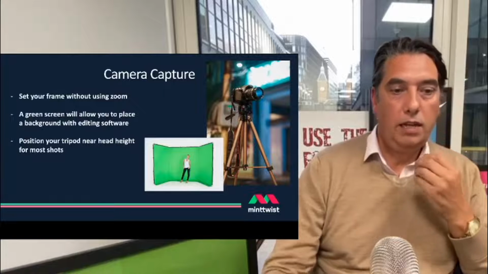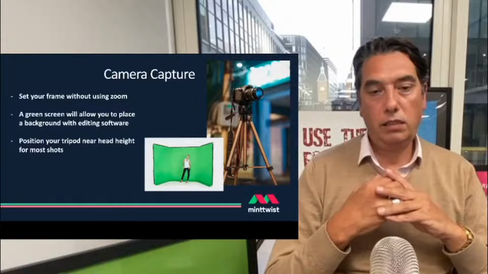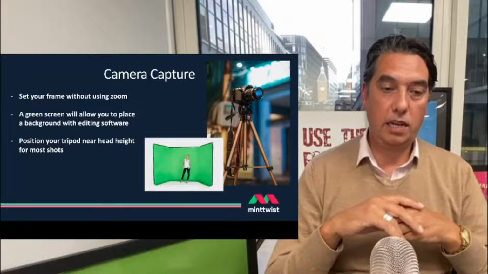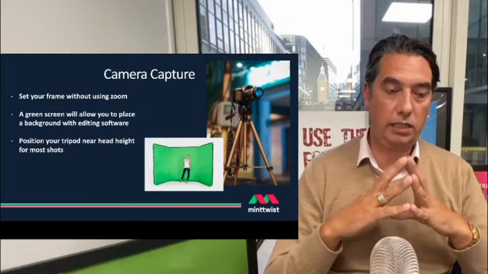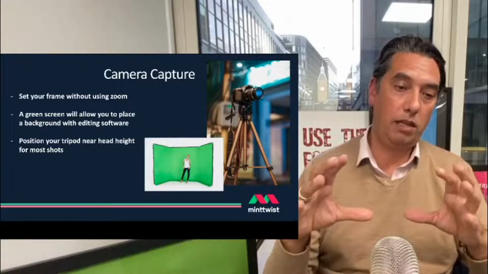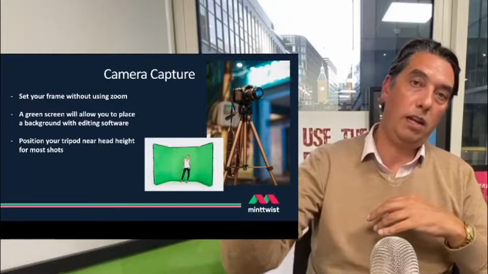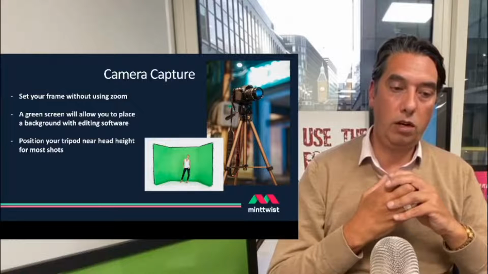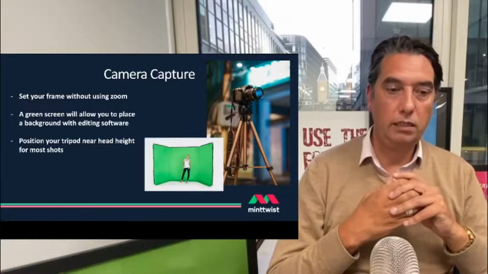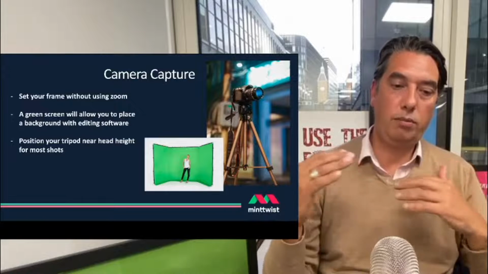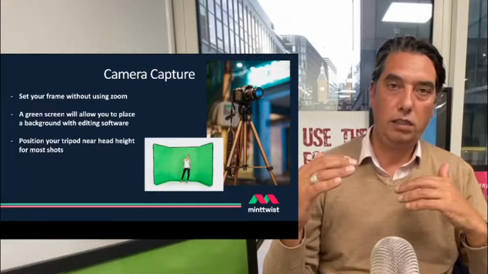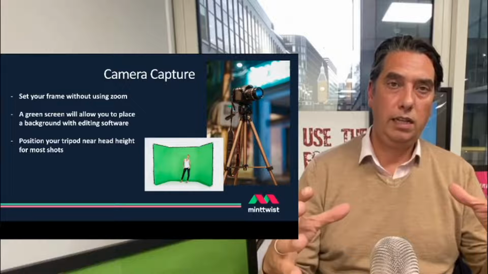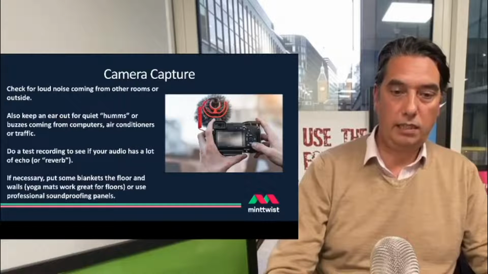Okay, camera capture. If we're going to set up in a studio and use a studio-based camera, we can set up our frame without using any zoom functionality. It's going to be more effective. We can also make use of a green screen that will allow us to overlay background images, text and graphics, which will work well for certain types of explainer videos. Position your tripod at head height for most shots. If you're filming people, characters, head height makes sense as a default option.